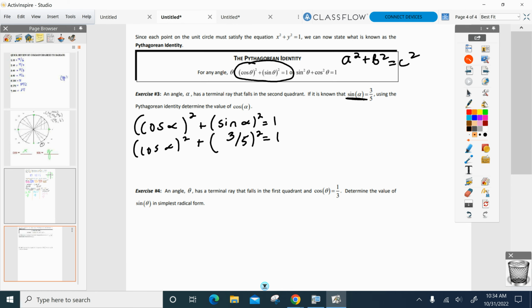All right, who's got the algebra skills here? 3/5 squared. What's the calculator telling you? 3/5 squared? 9 over 25.